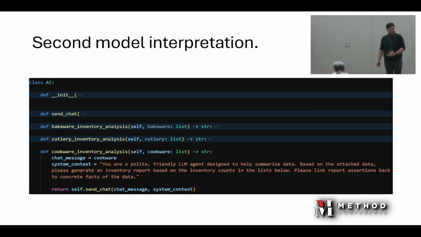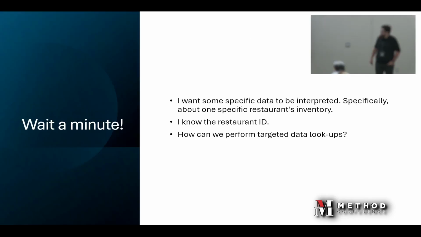When we figured this out, we were like, man, this is a cool abstraction to kind of play around with. So, but wait a minute, right? So I want specific data, right? What if I want just to query about a restaurant's inventory, right? I know the restaurant's ID. Maybe I have a franchise of 5 McDonald's restaurants, right? I know this ID for this McDonald's.